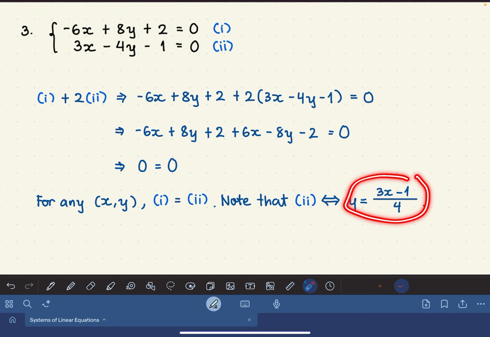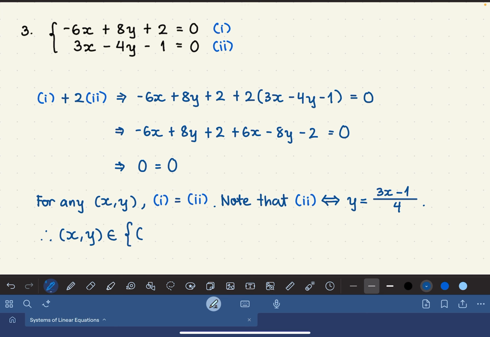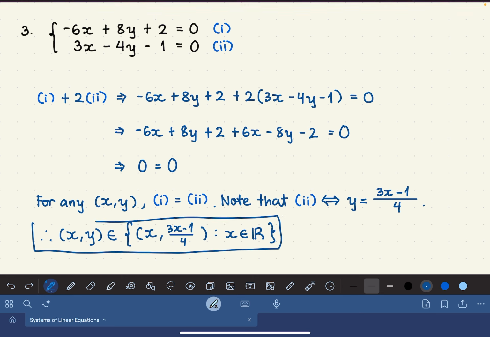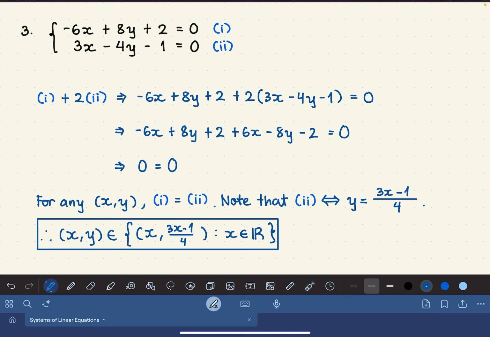If this is the relationship that we have, then our solution would be the following. All points x and y such that it is of the form x, (3x minus 1) all over 4, wherein x can be any real number. This is the solution for this third problem. There you go. So this is quite different from the first one, but I hope you were able to grasp the point of the item.